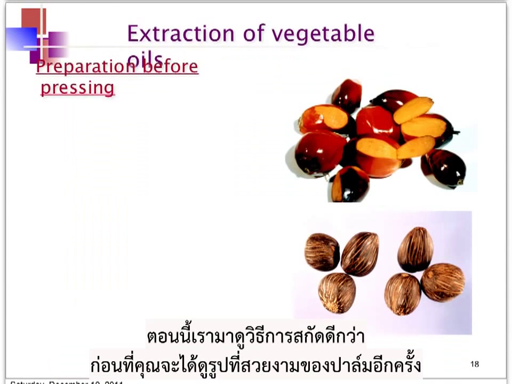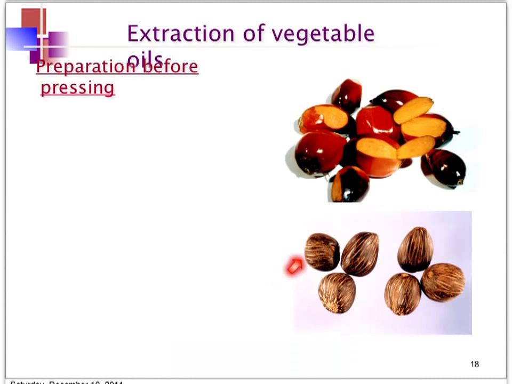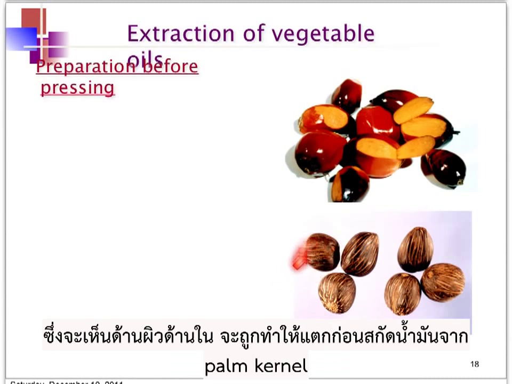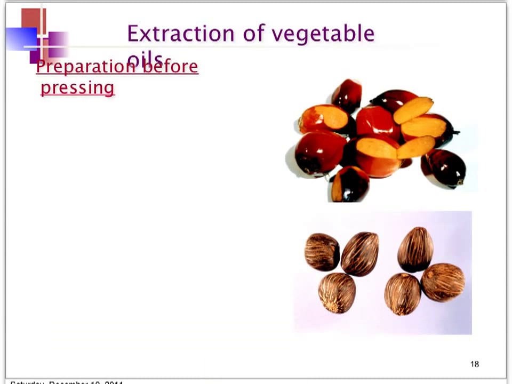So now let's look at the extraction process. Before that, we can see again this nice picture of the fruitlets from the oil palm fruit bunch, and a picture of the kernel. The outer shell of the kernel is very hard, so to get into the white flesh inside, the shell has to be broken before we can extract the oil from the palm kernel.